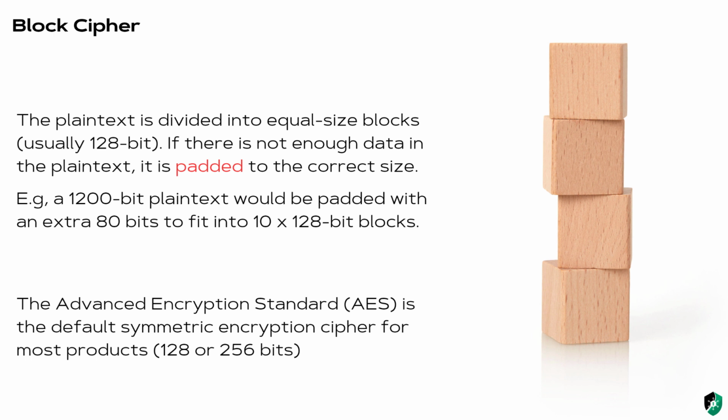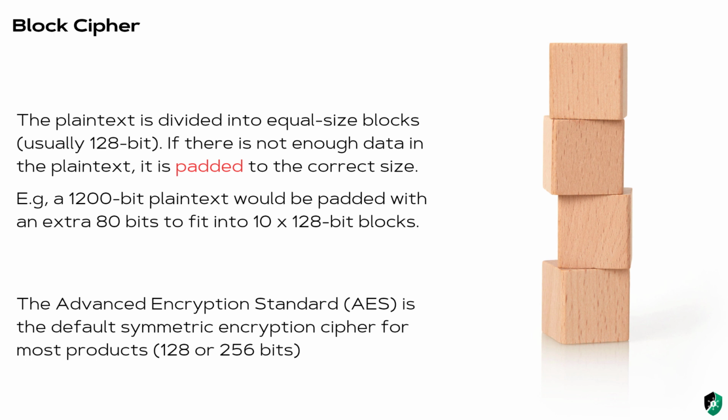So as an example, let's say you've got 1200-bit plain text. In order to make it very easy so that the plain text is divided equally into 10 by 128-bit blocks, 80 bits would be added to the plain text to make it 1280 in length. That's what's known as padding.